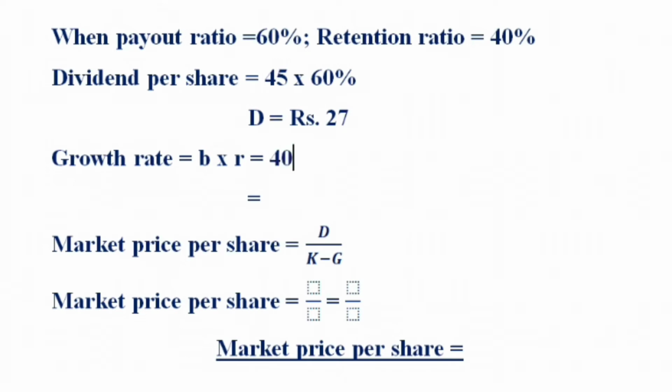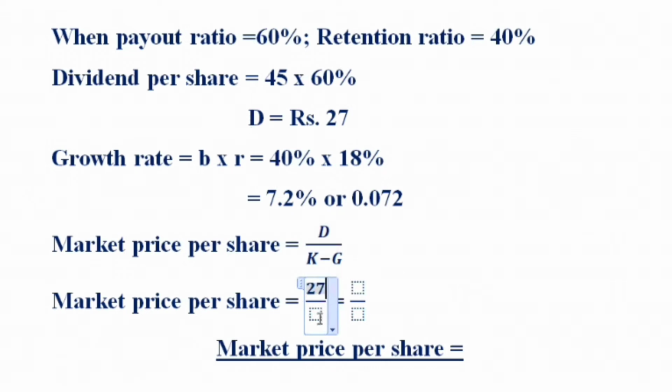Right. Growth rate is B into R, that is 40% retention ratio into 18% rate of return. So 40% into 18%, the growth rate will be 7.2% or 0.072. If you divide 7.2 by 100, you will get 0.072. So the market price per share formula is D divided by K minus G.